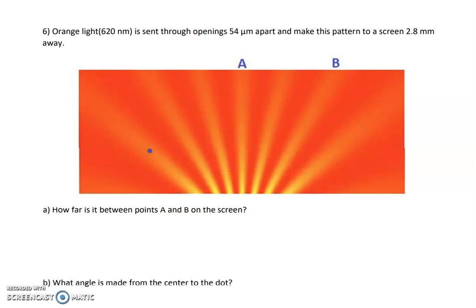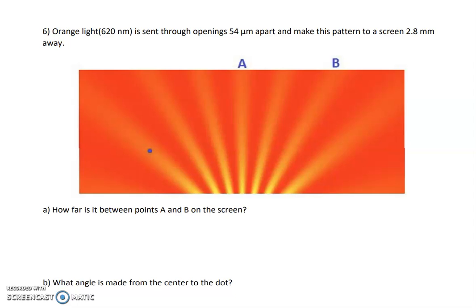Connected, more Young experiment. We're looking for a couple things here. Orange light is sent through two openings. So you have the d value of 54 micrometers and the L value of 2.8 millimeters. So what you can do is actually find a couple things. Point A is right in the middle, and then point B is a couple maximums over. So you've got the y value. The distance between A and B would be 2 y values difference. So if you can find the y value, then you can find out how far away that is. And then you're looking for the angle to the little dot.